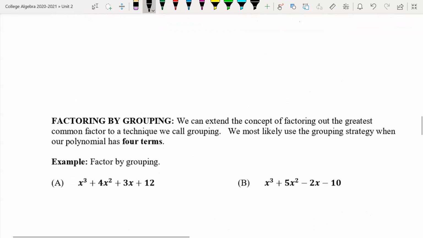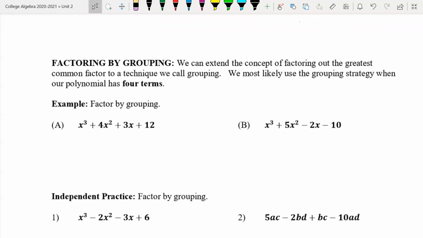Now we're going to talk about grouping. Guys, if you notice that it has 4 terms, we're almost always going to use grouping as our factoring method. We call it grouping for a reason: there are 4 terms. I normally group the first 2 together and the second 2. So what's the GCF of x cubed plus 4x squared? Well, that would be x squared, so then I have x plus 4 left over. What's the GCF of 3x plus 12? Well, that's a 3, and I have x plus 4 left over.